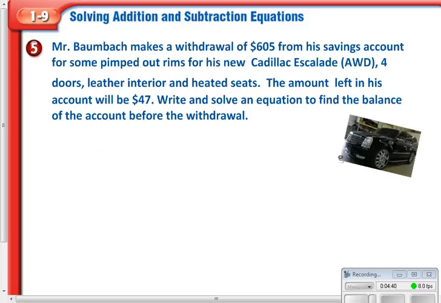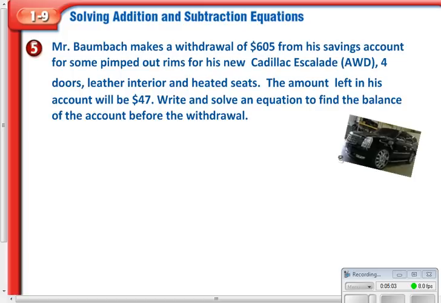Our last one here. Mr. Bombek makes a withdrawal of $605 from his savings account for some pimped out rims for his new Cadillac Escalade AWD. 4 doors, leather interior, and heated seats. The amount left in his account will be $47. Write and solve an equation to find the balance of the account before the withdrawal.